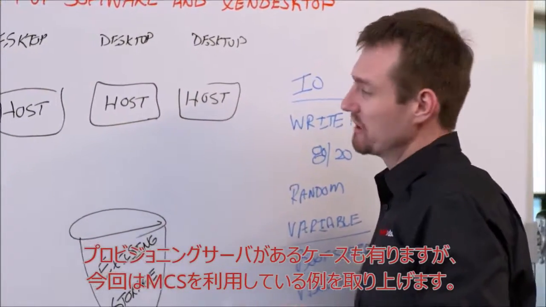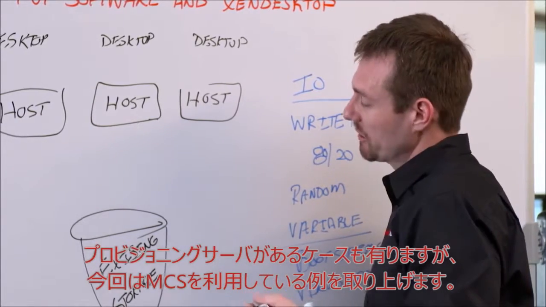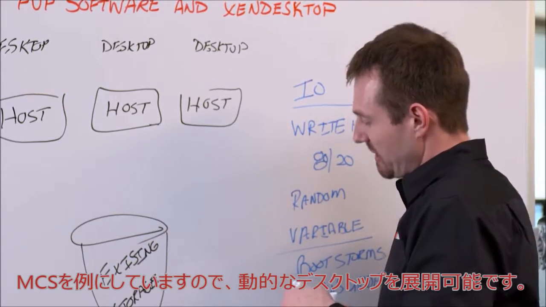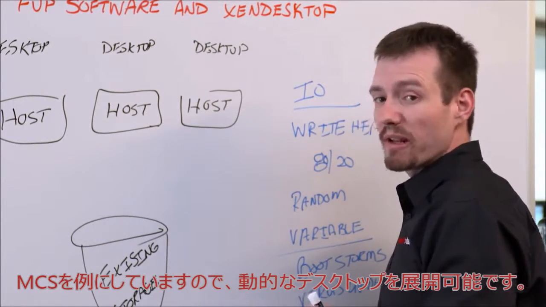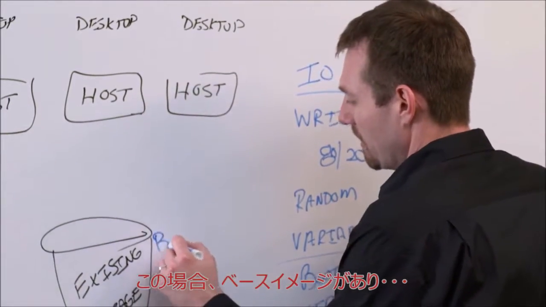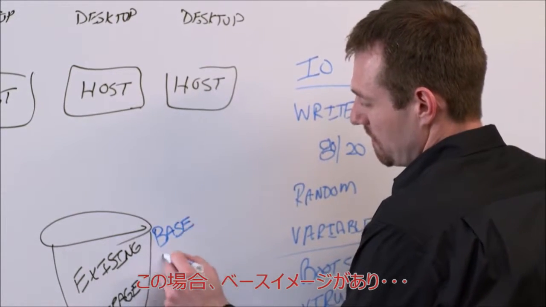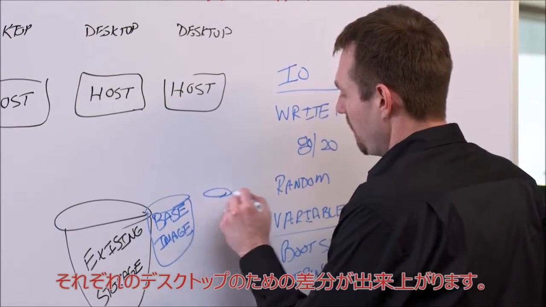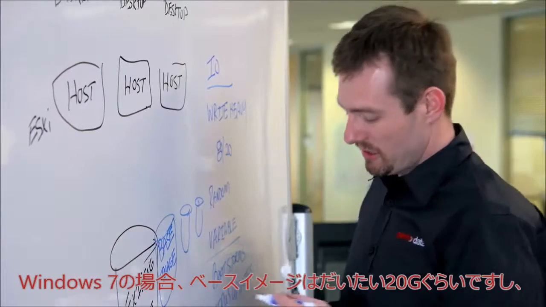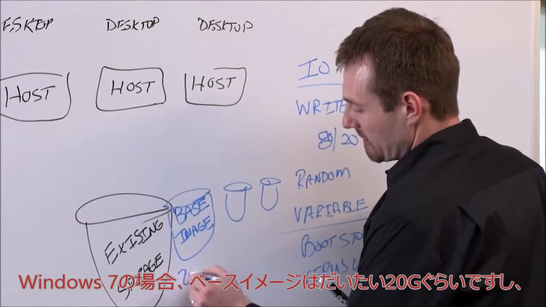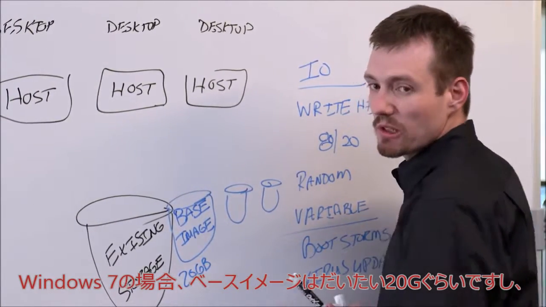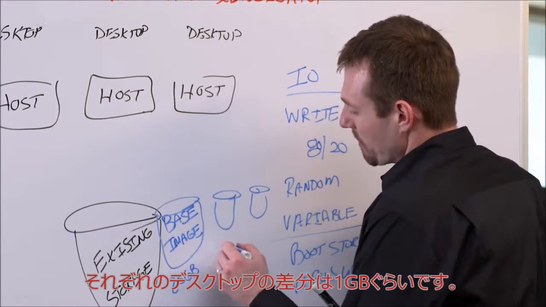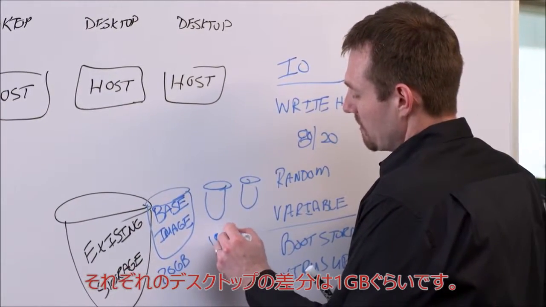We're not going to draw them up in this environment, but for example, in this case, let's talk a little bit about MCS, an example, right? So when we actually talk about MCS in this case, it's going to be provisioning dynamic desktops. And we think about, in this case, the base image. And then each of the additional desktops that actually get spun out. And so typically this may be something like, let's say 20 gigabyte for maybe something like a Windows 7 virtual machine. And then for each additional desktop that we provision, maybe another gigabyte in size.